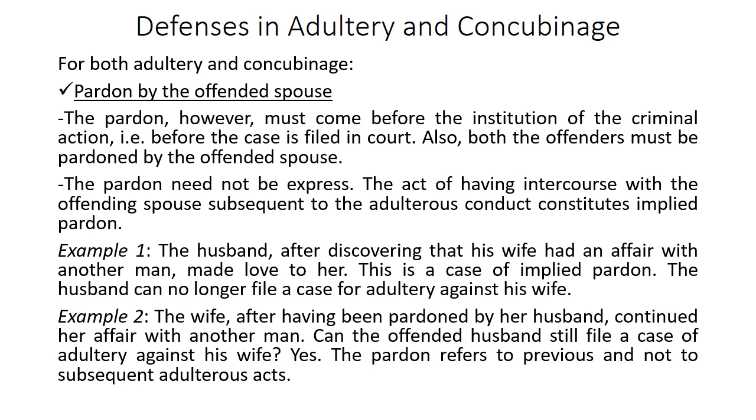Example number 2. The wife, after having been pardoned by her husband, continued her affair with another man. Can the offended husband still file a case of adultery against his wife? The answer is yes, because the pardon here refers to previous and not to subsequent adulterous acts. Please remember what I told you in the previous slide, that the crime of adultery is not a continuing crime. Each act of sexual intercourse is a distinct and separate crime, such that the pardon made for that particular sexual intercourse is only for that particular sexual intercourse.